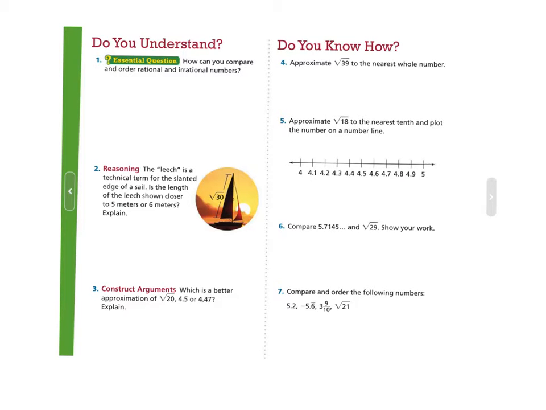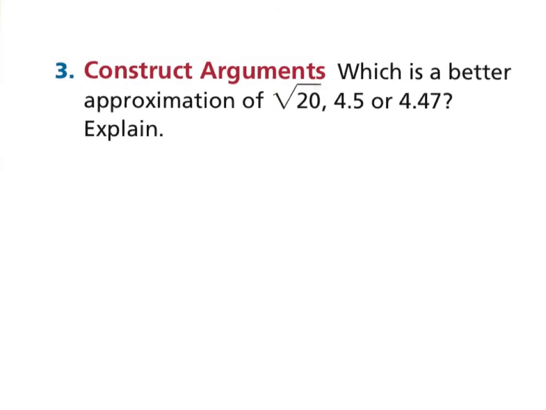So page 22, if we look at the do you understand number 3, it says which is a better approximation of the square root of 20, 4.5 or 4.47. Again, it depends on whether we can use a calculator or not. If we're allowed to use a calculator and we do the square root of 20, we get like 4.4721 something. Looking at it that way, the 4 5/10 is accurate to the nearest tenth. 4.47 is to the nearest hundredth.